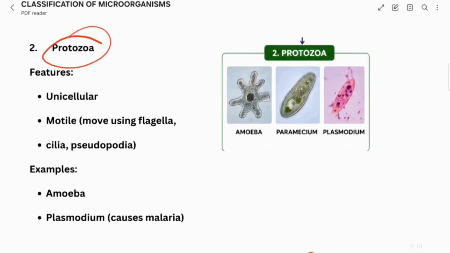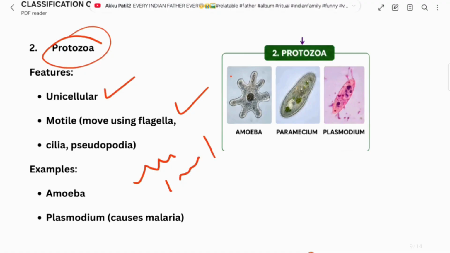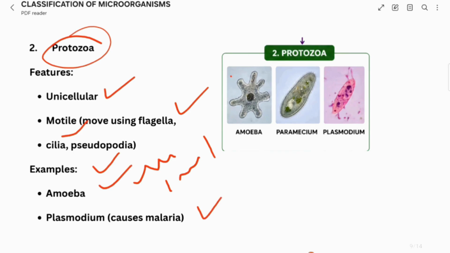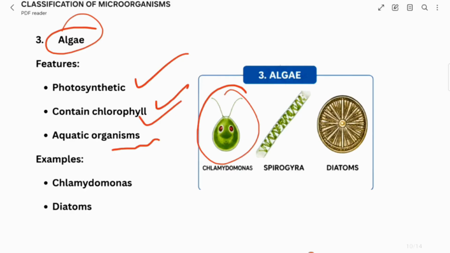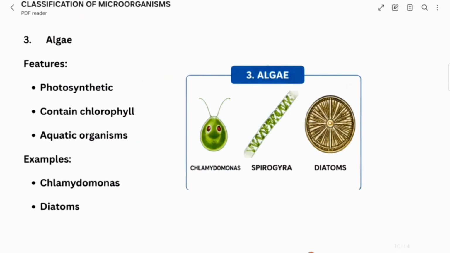Then protozoa, which are unicellular and motile, meaning they are able to move from one place to another. They contain flagella and cilia for movement. Examples: amoeba and plasmodium. Then algae. Features: they are photosynthetic, contain chlorophyll, and live in water, which is why they are called aquatic organisms. Examples: chlamydomonas and diatoms.